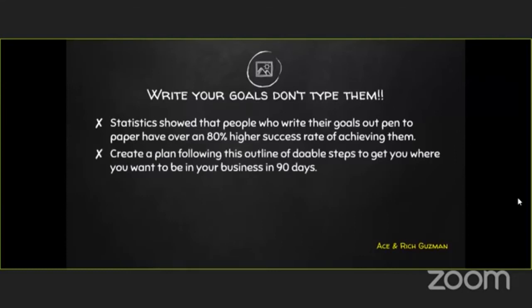Okay, now create a plan following this outline of doable steps. And I say doable, things that you can actually do within your ability, within your skill sets, that you are able to control. I love it when Misha and I have conversations. He's so awesome. And he always says, Ace, only focus on the steps that you can control. Focus on what you can control within your ability, within your skills, to get you to where you want to be in your business in the next 90 days.